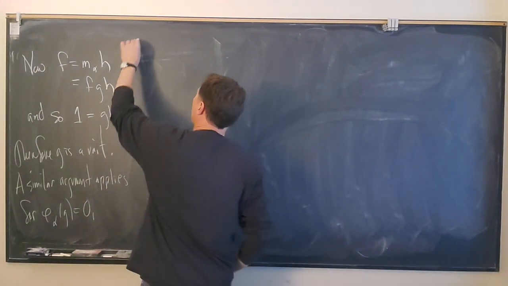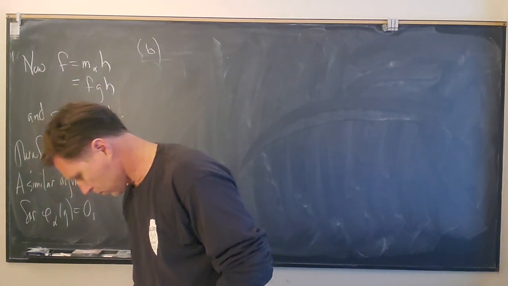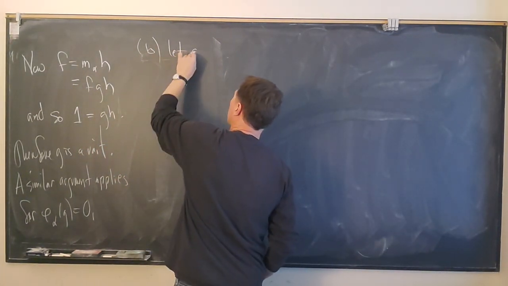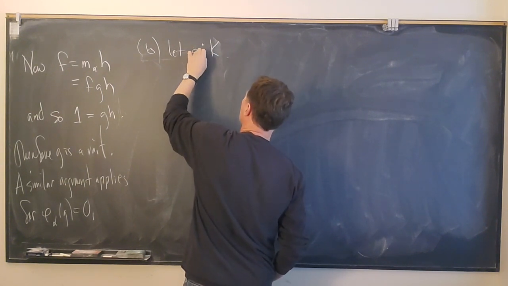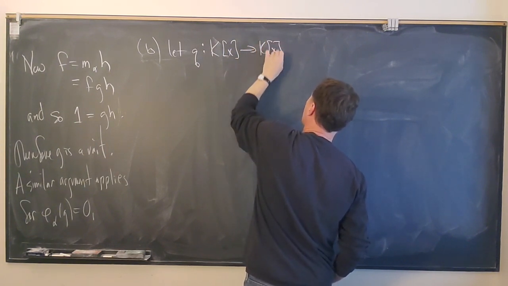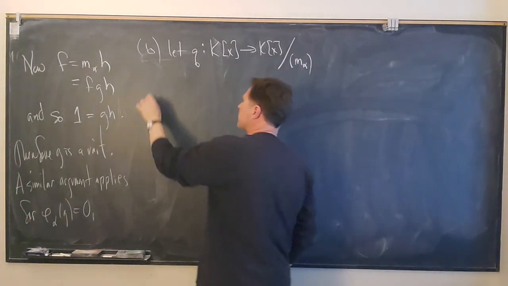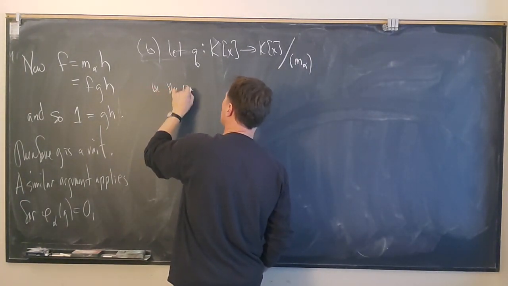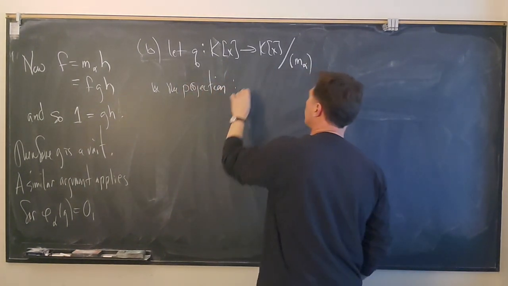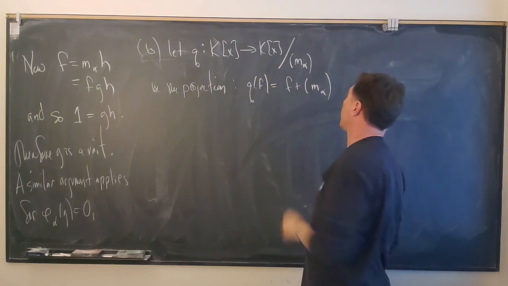Okay, next, for part B, I want to sort of set the stage here. So let Q from K bracket x to K bracket x mod the ideal generated by m sub alpha. I want this just to be the natural projection. So be the projection. So that would be Q of f equals f plus the ideal generated by m sub alpha.